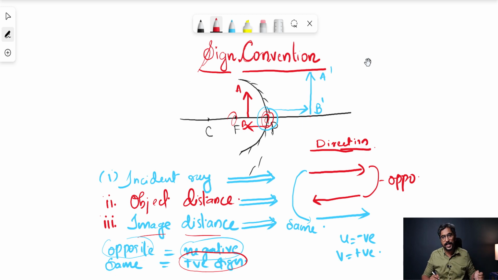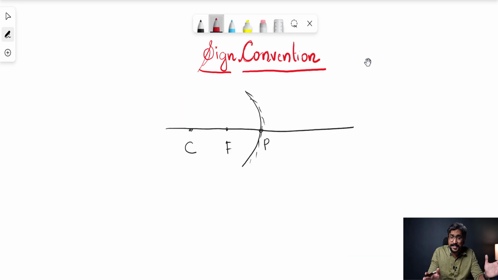This is the importance of sign convention, and we can see this importance while doing numerical problems. Now, in the case of V and U, we got the sign conventions. So what about the heights? Height of the image, height of the object. What type of signs are to be given? This is what we are going to study right now. Okay, this is the scenario.